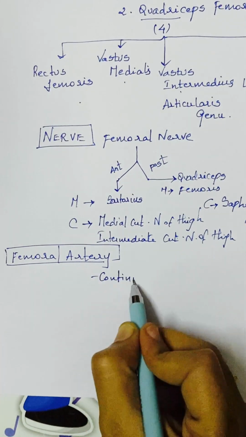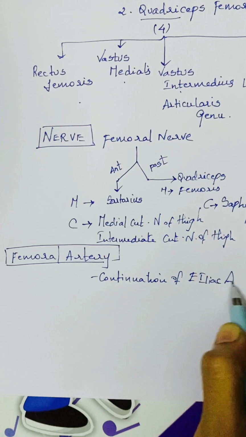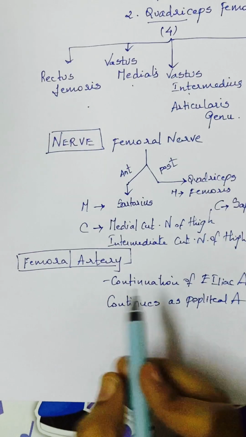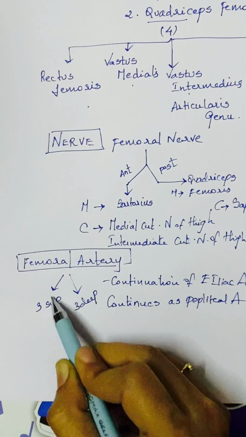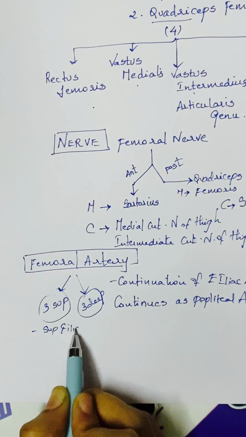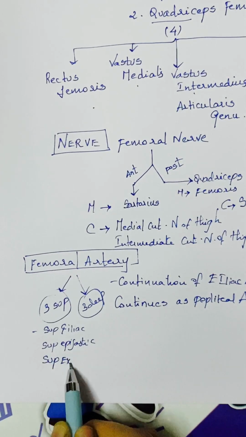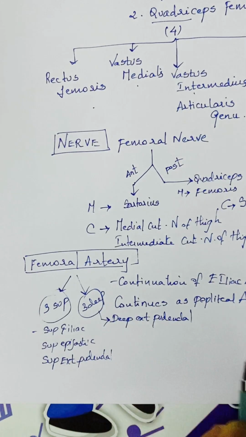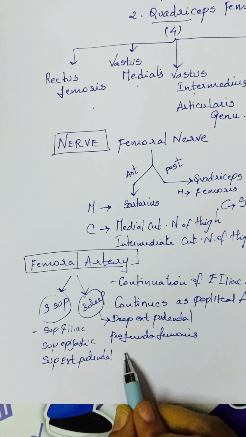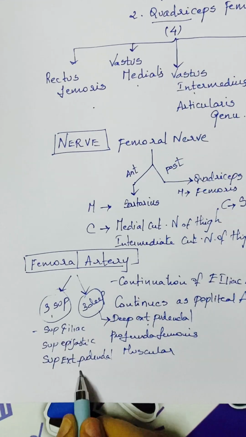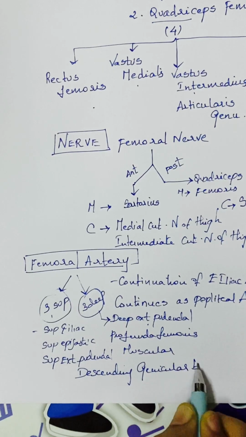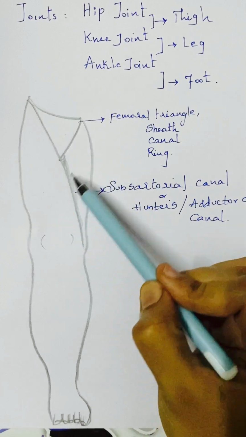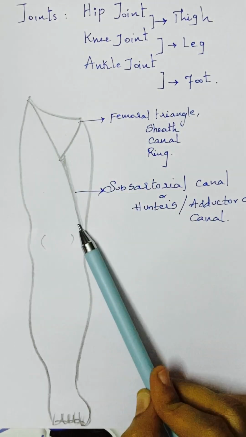Now the femoral artery. We should just know the femoral artery is a continuation of the external iliac artery. It continues as the popliteal artery. It has 6 branches in the femoral triangle: 3 superficial, which are superficial circumflex iliac, superficial epigastric, superficial external pudendal, and 3 deep, which are deep external pudendal, profunda femoris and muscular branch. There is one more branch called the descending genicular branch, which participates in the knee joint anastomosis. So this is all about the front of the thigh.